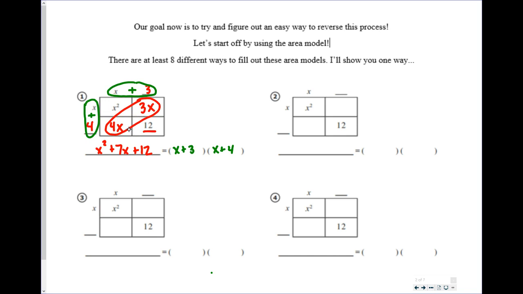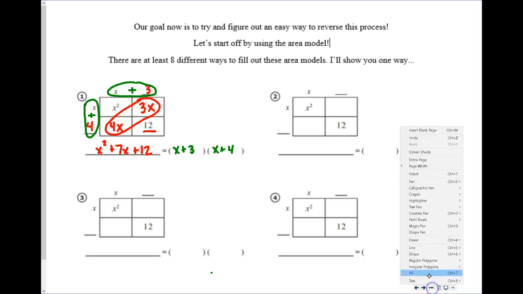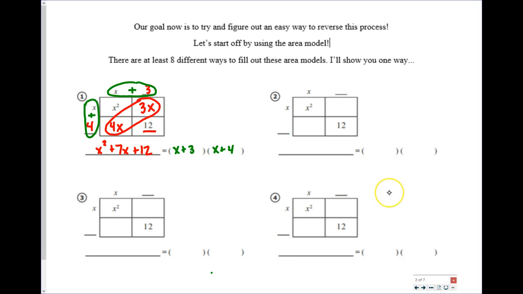That's not the only way to get the 12 though. What else multiplies to 12? Well, I can think of another one, and then I'm going to let you think of two more. What about 6 and 2? Does that work? Is 6 times 2 12? Sure. And then that means that this has to be 6x, and this has to be, oh, not 6x, 2x.